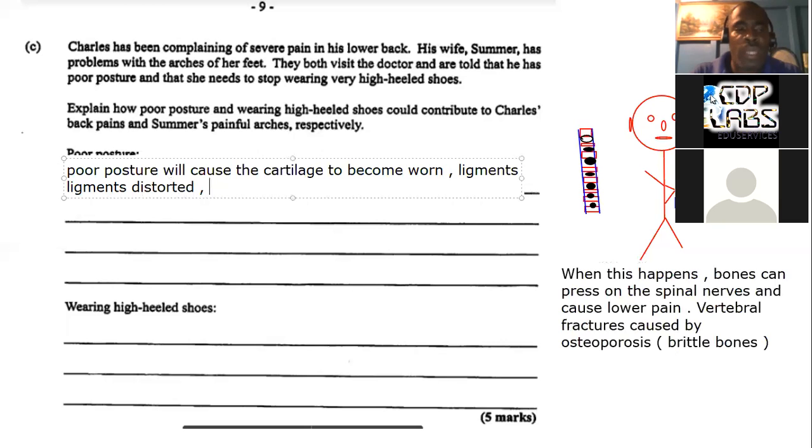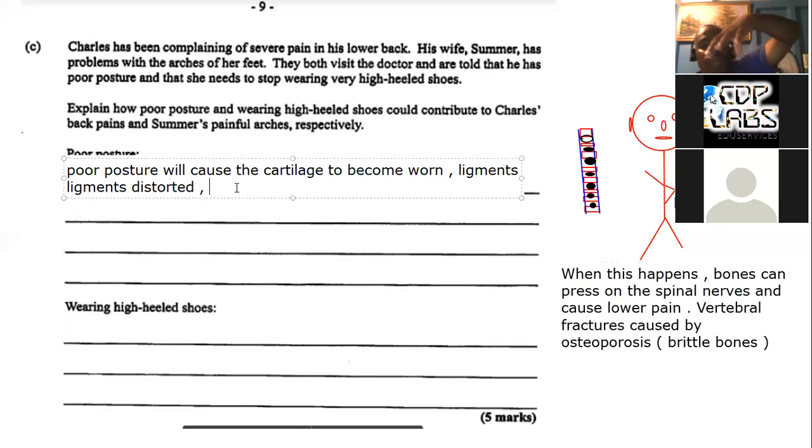So we can conclude here, basically, that cartilage becoming worn will then cause bones to rub together or cause the bones to start pressing on the what? Spinal cord. Because guess what? The bones would not necessarily rub against each other. It's simply because the spinal nerve would be between the bones.